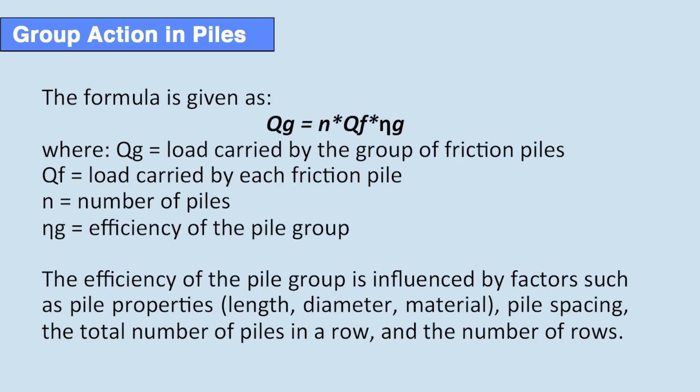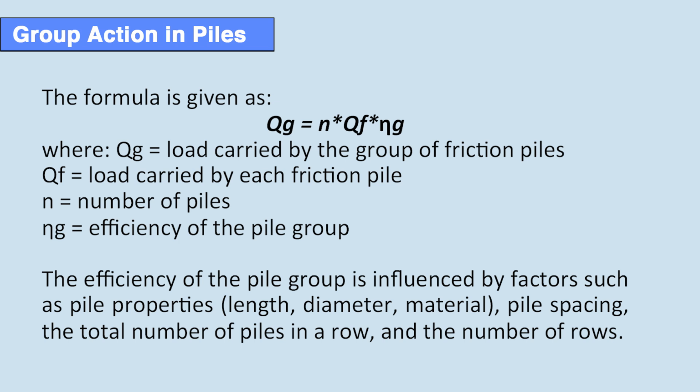The formula is given as Qg equals N multiplied by Qf multiplied by eta g, where Qg is the load carried by the group of friction piles, Qf is the load carried by each friction pile, N is the number of piles, and eta g is the efficiency of the pile group.